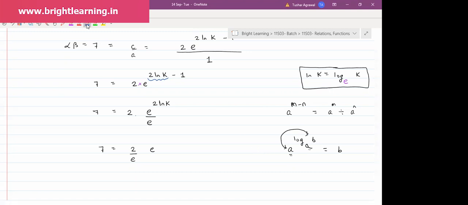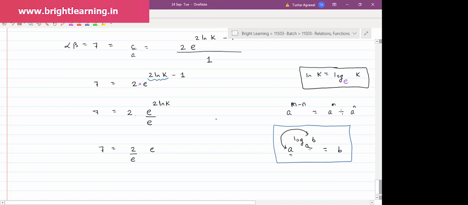Sir, where will the -1 go? The -1 we have already brought. This is e raised to 2 log k subtraction 1, so I have already done upon e. That upon e we have already taken care of.